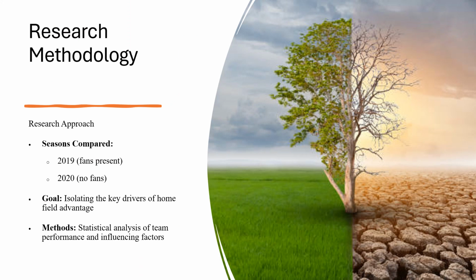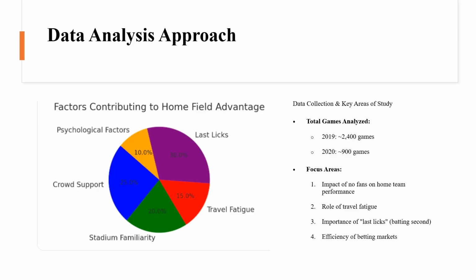To study the effects of home field advantage in an environment without fans, we compared two MLB seasons. The 2019 season, when fans were present. The 2020 season, when no fans were allowed. We aim to determine which elements of home field advantage are truly impactful and which may be overstated. We analyzed nearly 2,400 games from 2019 and 900 games from 2020, focusing on four major areas.